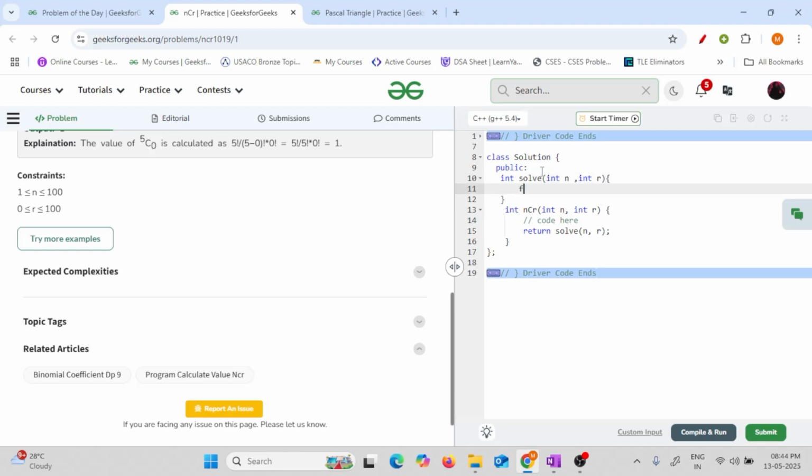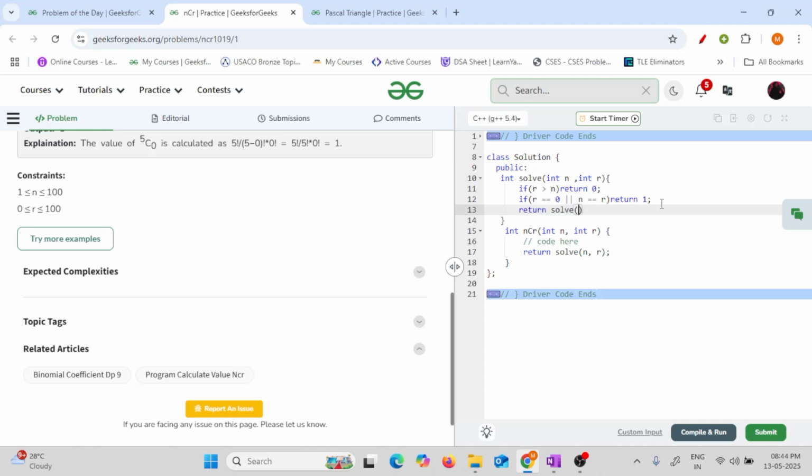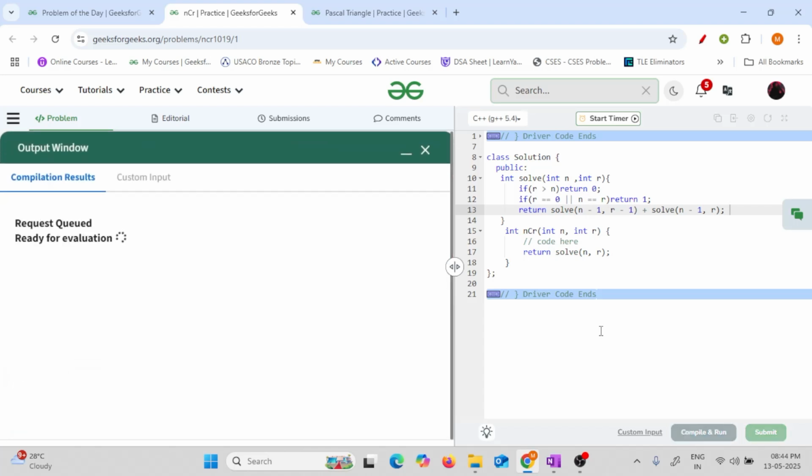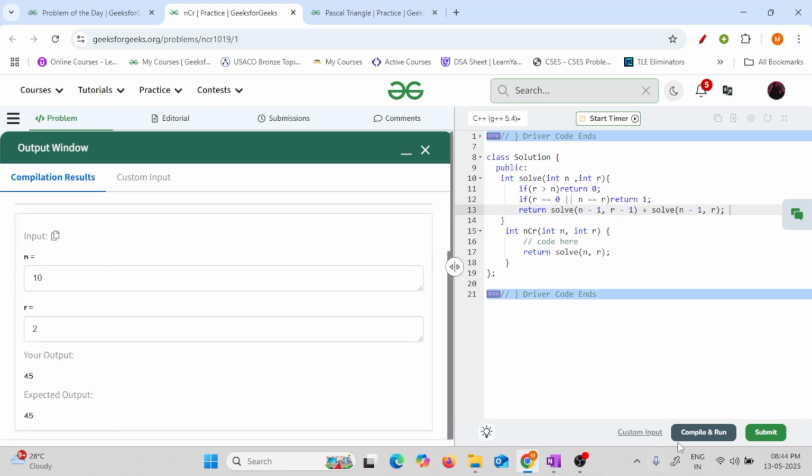If r is greater than n, return 0. If r is equal to 0 or n is equal to r, return 1. Okay, these two are the base cases. Otherwise, return solve n minus 1 and r minus 1 plus solve n minus 1 and r, which we already derived. And if I try to compile it, I hope it will get accepted. If it won't, we'll try to fix whatever error we get. Okay, so it gets accepted on a test case.